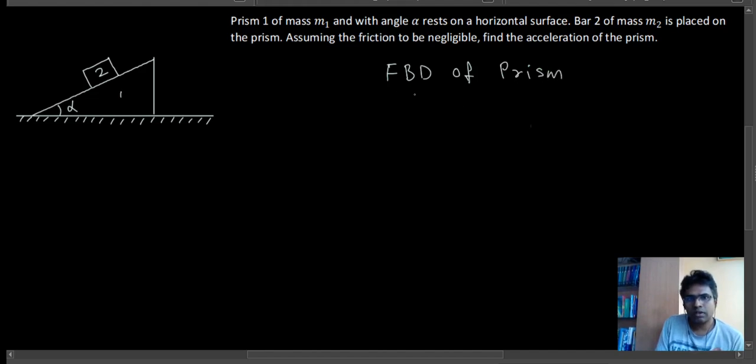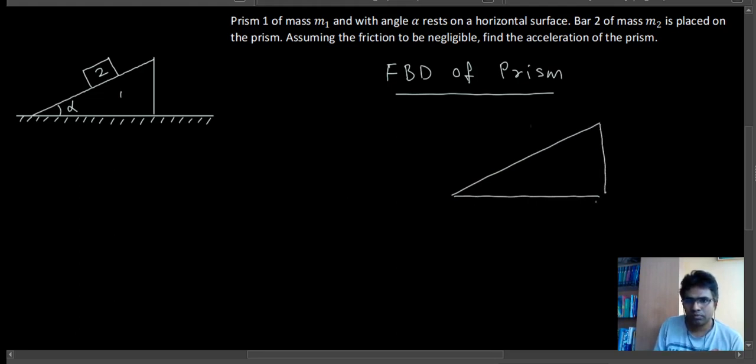In solving Newton's laws of motion problems, getting a correct free body diagram is almost, you can say, 70 to 80% of the job done. So, let us get the free body diagram here. Let's draw the prism. Okay, so the angle is alpha.